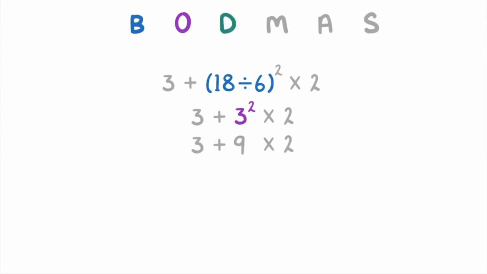Next up is division, but there isn't any division in our equation, so we can skip that and go on to multiplication, which we do have as 9 times 2, which is 18, leaving us with 3 plus 18. And now the only thing left is this addition. So we do 3 plus 18 to get 21 as our final answer.